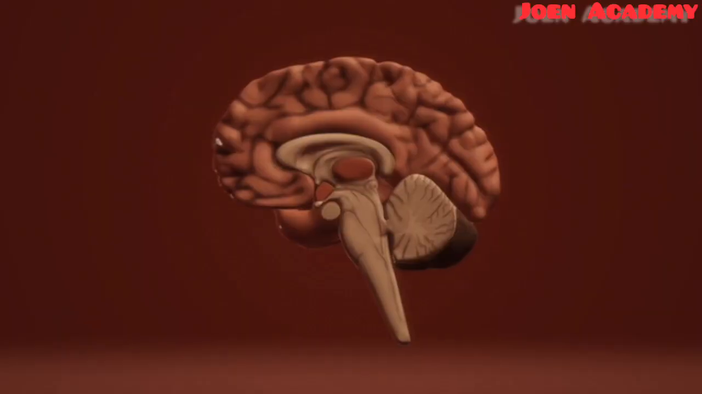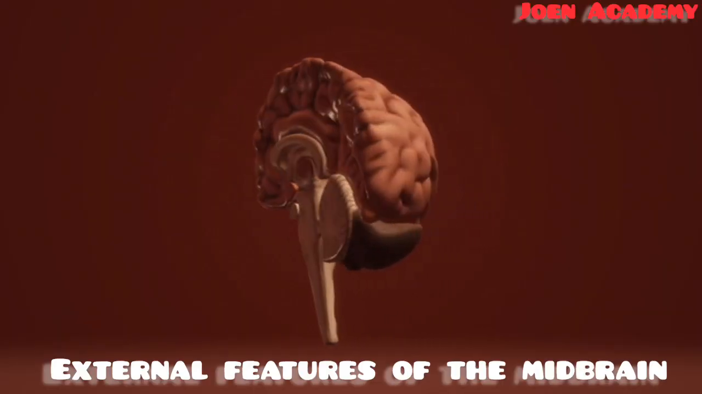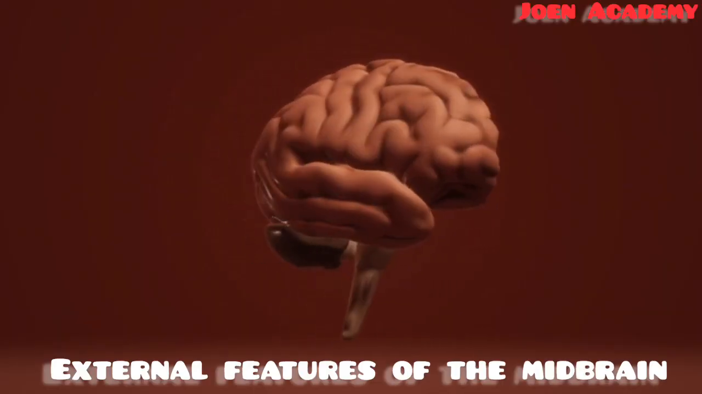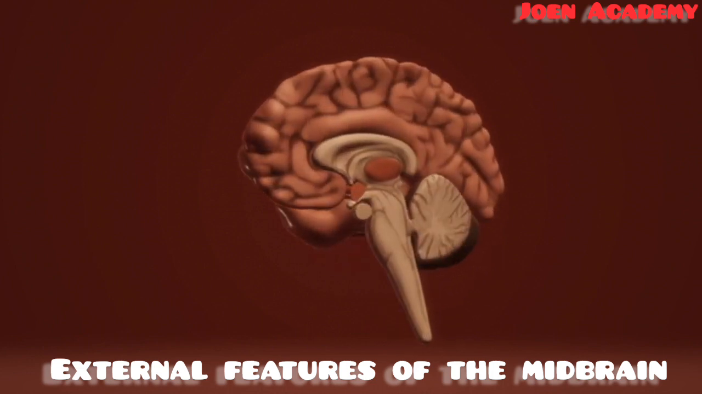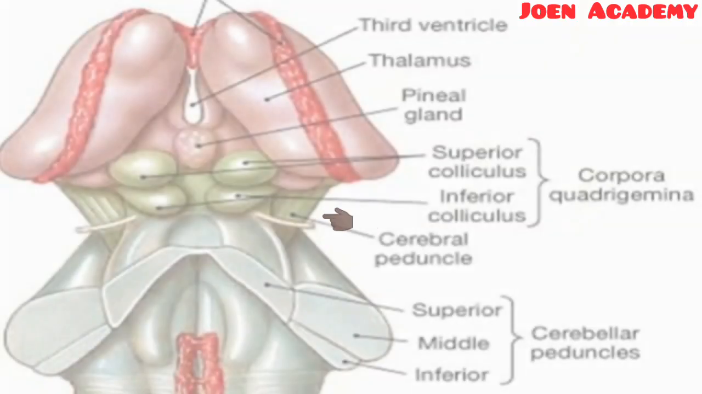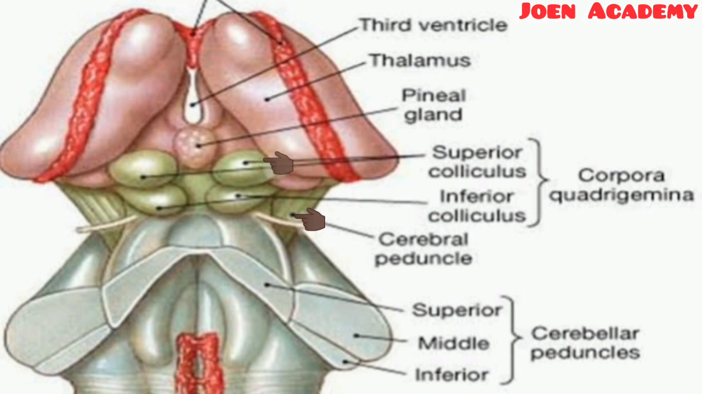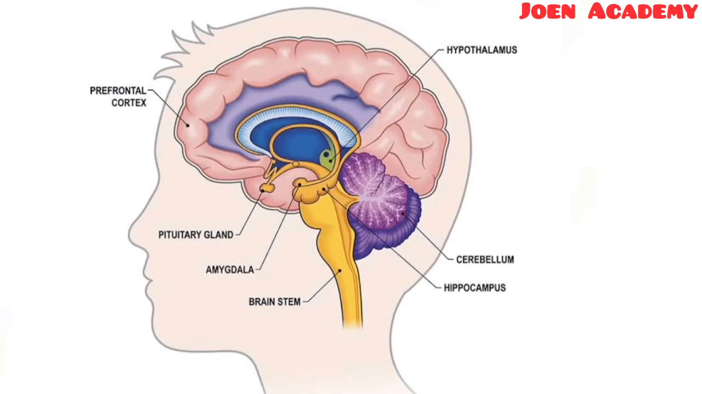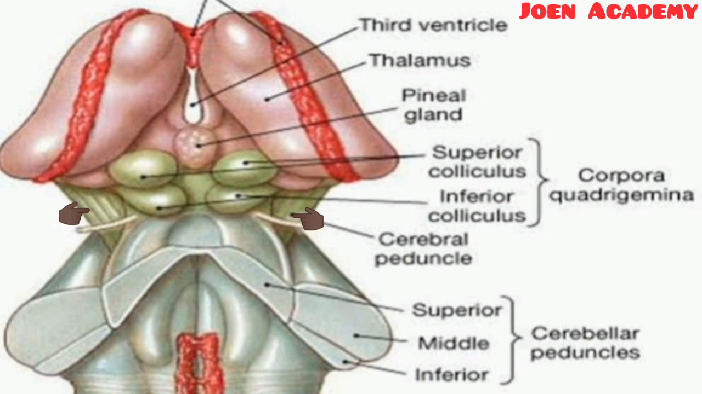Let's talk about the external features of the midbrain. When it comes to the external features of the midbrain, there are prominent structures that we can never neglect. There are the cerebral peduncles, the superior colliculi, and the inferior colliculi. The cerebral peduncles are thick bundles of nerve fibers responsible for connecting the cerebrum to the brainstem. When we look at them, they appear as two bulges on the ventral surface of the midbrain.